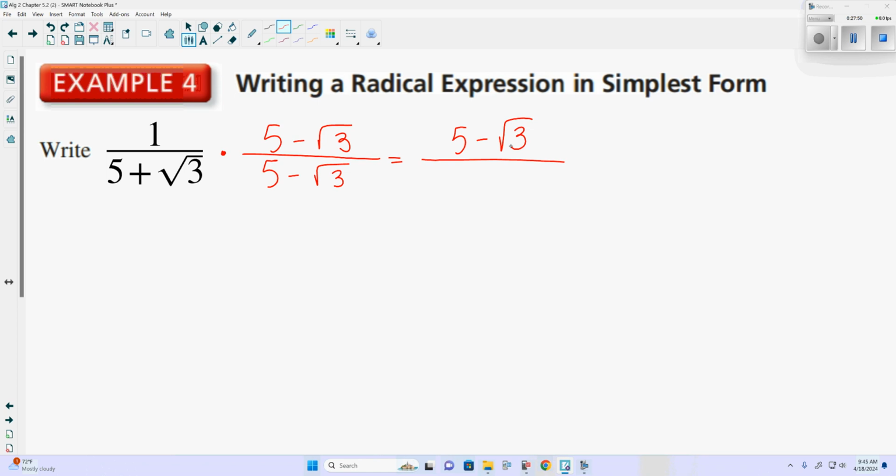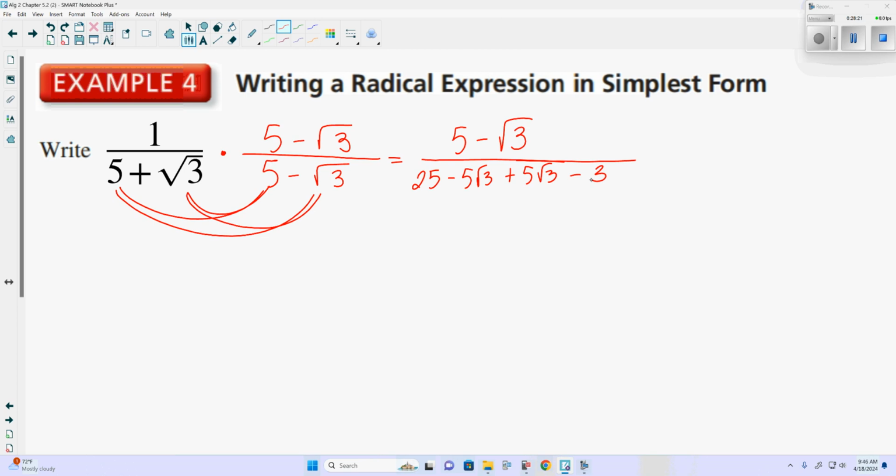Now the bottom we distribute. 5 times 5 is 25. 5 times negative square root of 3 is negative 5 square root of 3. Square root of 3 times 5 is plus 5 square root of 3. And square root of 3 times negative square root of 3 is negative square root of 3 squared, or negative square root of 9. Just 3, because they cancel each other out.